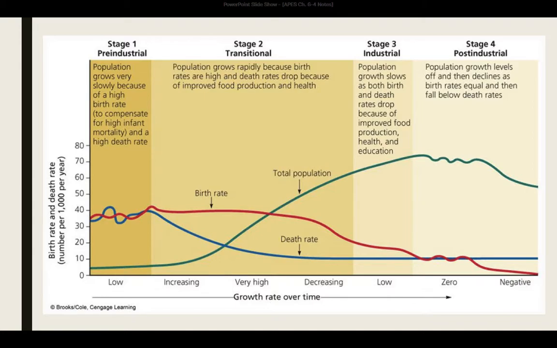Stage 3, industrial. Population growth slows as both birth and death rates drop because of improved food production, health, and education. Stage 4, post-industrial. Population growth levels off and then declines as birth rates equal and then fall below death rates.